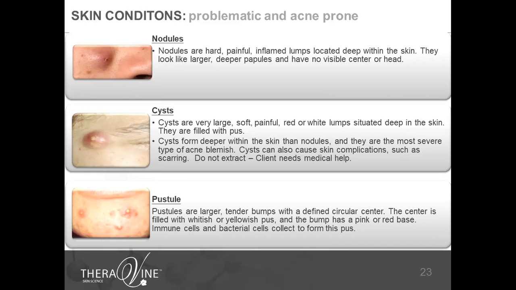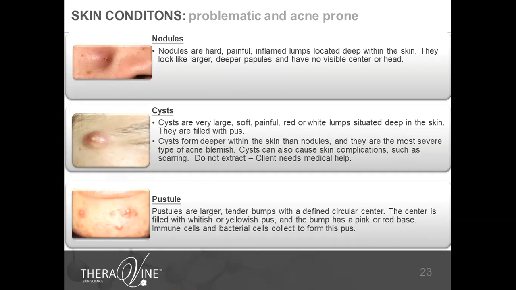Then your nodule. Nodules are hard, painful, inflamed lumps located deep within the skin. They look like larger, deeper papules, but have no visible center or head. It's just like a huge papule. They usually do go quite deep into the skin and really push towards the sides of the sebaceous gland. And they're really, really painful. We obviously don't treat a nodule.